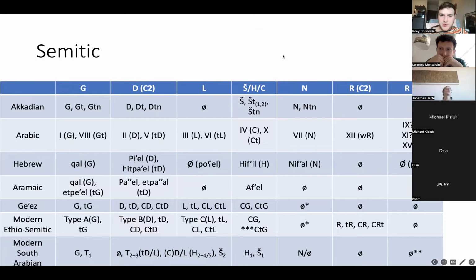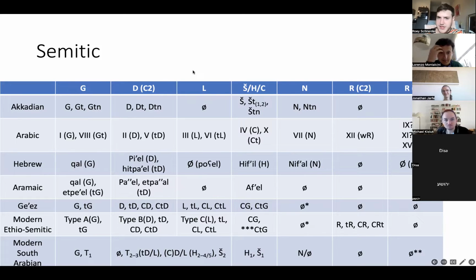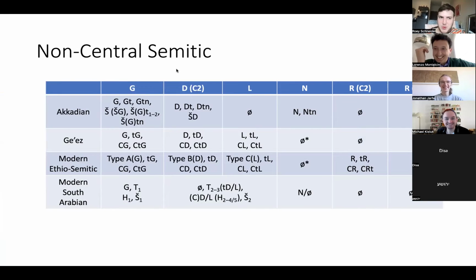Never heard of the 12th form in Arabic. No one has. Have you heard of the 15th one? Or the 19th one? No, there are too many forms in Arabic. Yep. Any question about this extremely complicated table before I make it slightly more simple? No. Anything? Michael? Please make it simple, please. No, it's just slightly more simple.